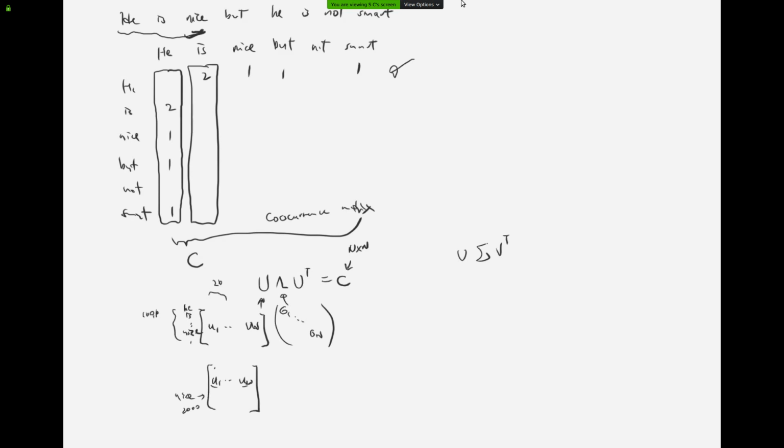Then I can do the same thing again. I sort the singular values, and if my embedding takes the first 20, I take the first 20 U columns and the first 20 V transpose rows as my representation. In this case you have two representations per word, and you can add them together if you want, which is another very common way to do it. Any questions here?